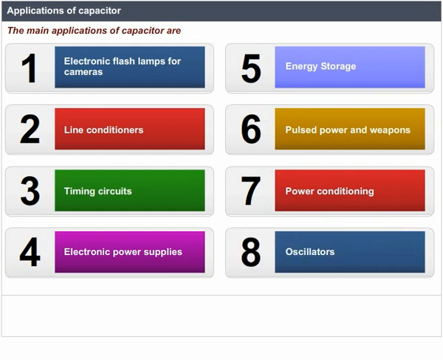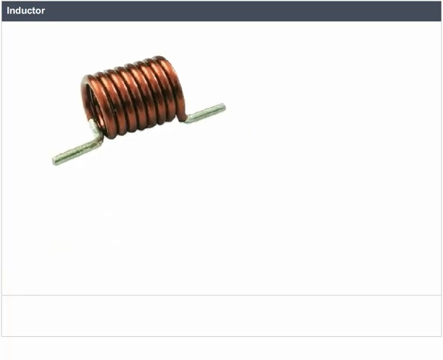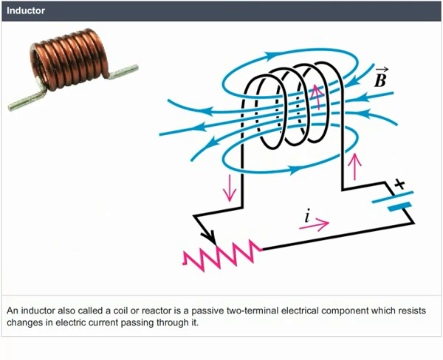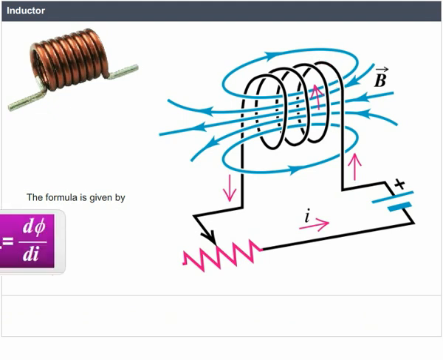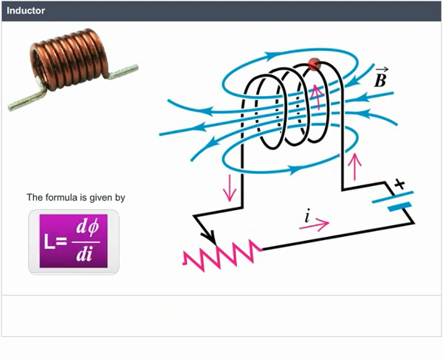Inductor. An inductor, also called a coil or reactor, is a passive two-terminal electric component which resists change in electric current passing through it. It consists of a conductor such as a wire, usually wound into a coil. When a current flows through it, energy is stored temporarily in a magnetic field in the coil. The formula is given by L = dφ/di.